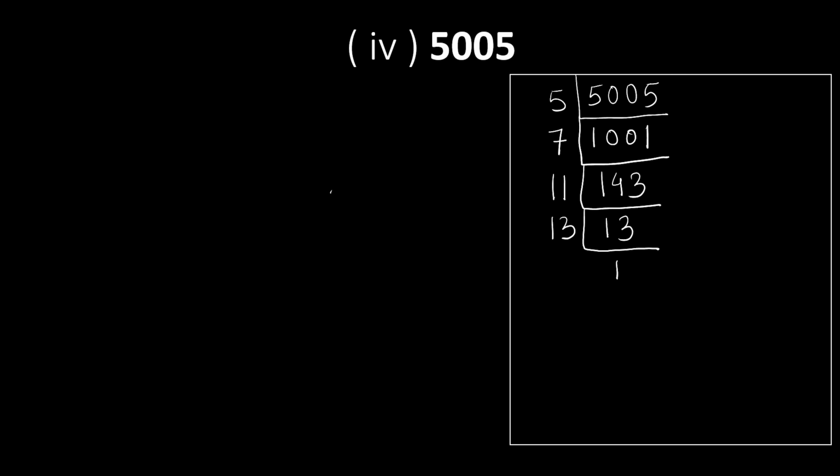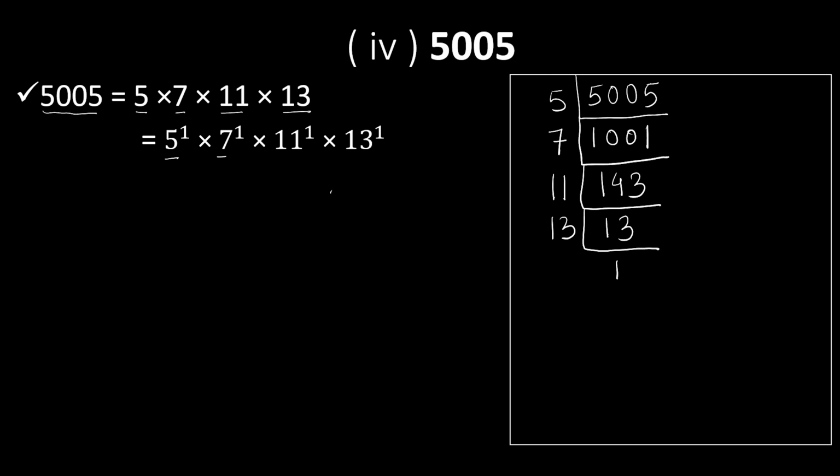So now 5005 can be written as 5005 is equal to 5 into 7 into 11 into 13. Now here every prime factor is occurring once. So we will be writing 5 raised to 1 into 7 raised to 1 into 11 raised to 1 into 13 raised to 1. Now this is the fifth subpart of question number 1.